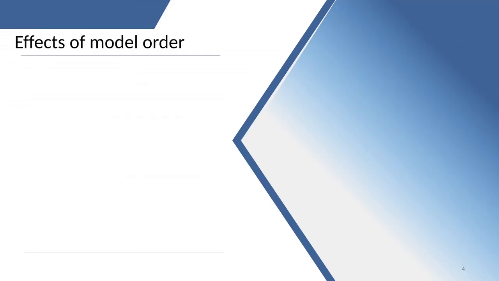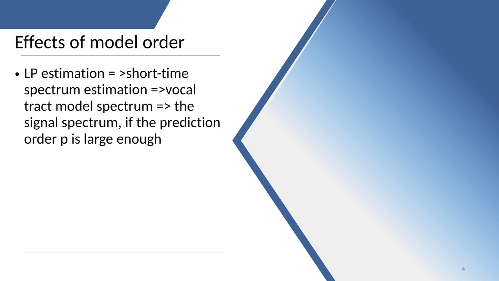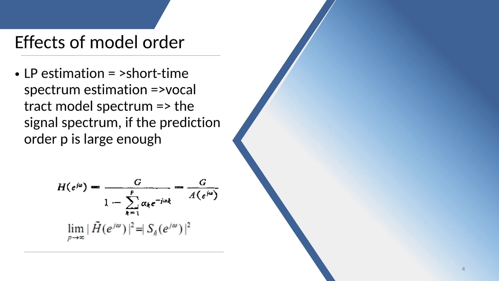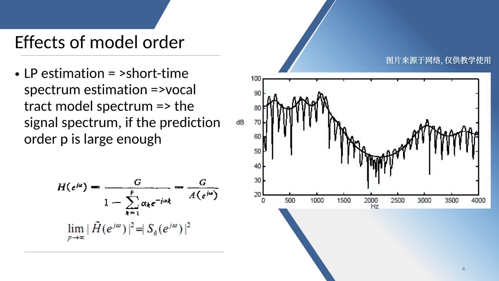The LP spectrum can approximately represent the speech production system function. The vocal tract model spectrum represents the slowly changing or smooth part of the speech signal spectrum, and the formants can be determined. If the prediction order P is large enough, the frequency response of the output model can approximate the signal spectrum with very small error.